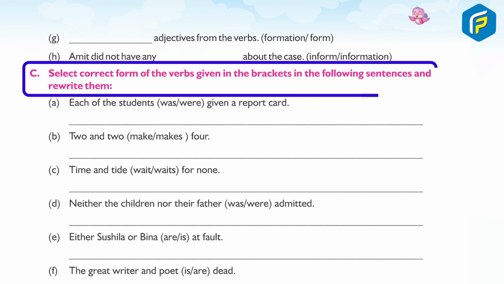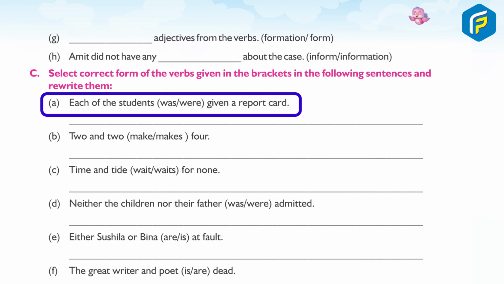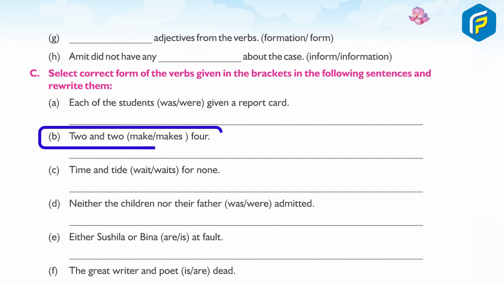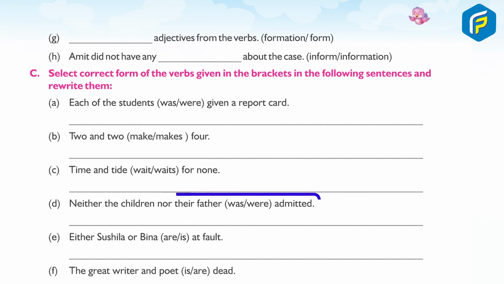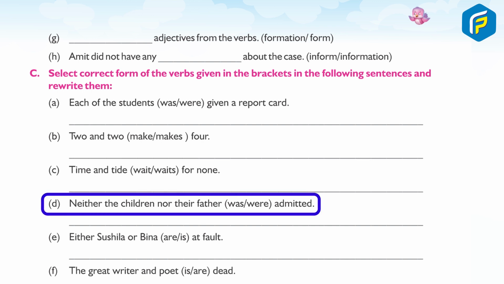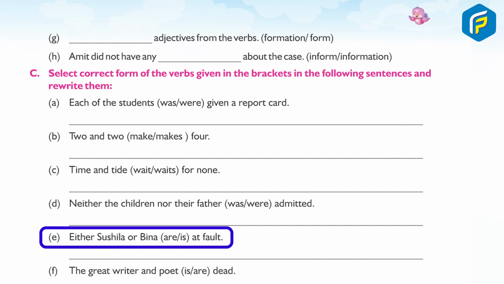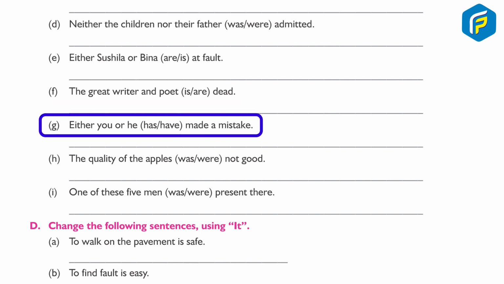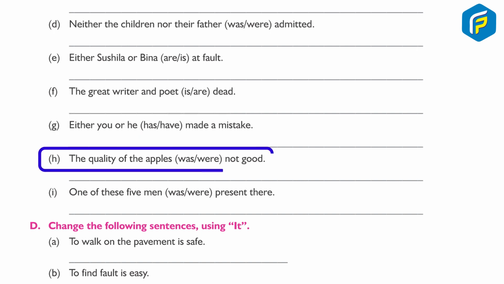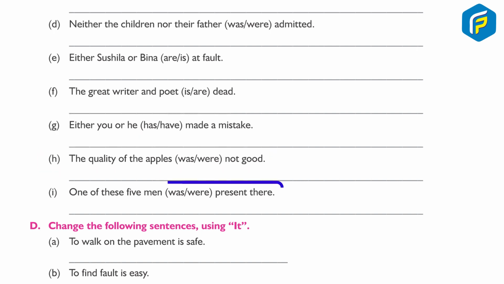C. Select the correct form of the verb given in the brackets in the following sentences and rewrite them. A. Each of the students were given a report card. B. 2 and 2 makes 4. C. Time and tide waits for none. D. Neither the children nor the father were admitted. E. Either Sushila or Beena is at fault. F. The great writer and poet are dead. G. Either you or he has made a mistake. H. The quality of apples was not good. I, one of these 5 men, was present there.